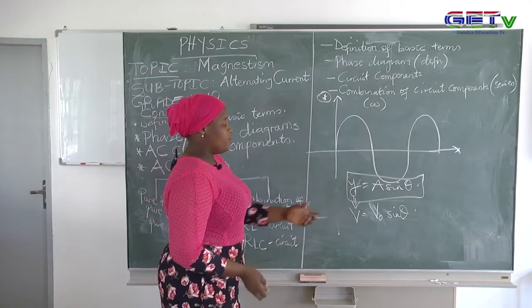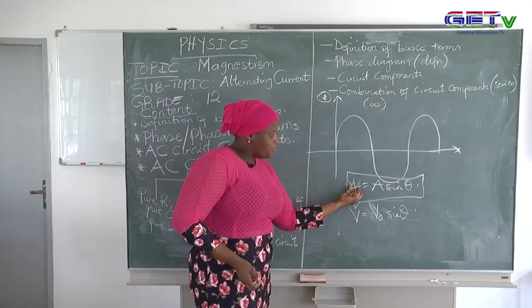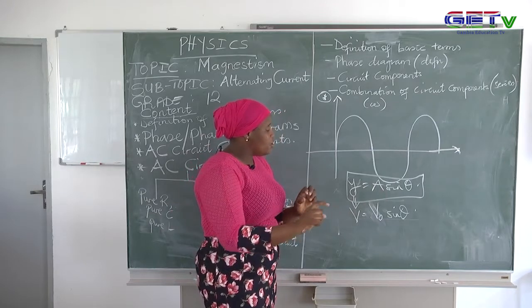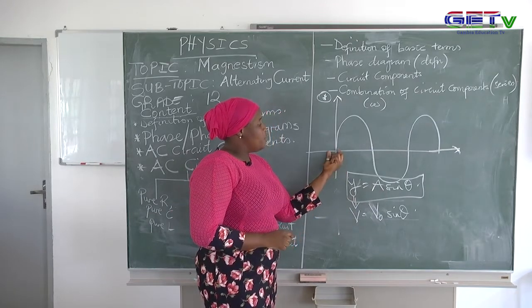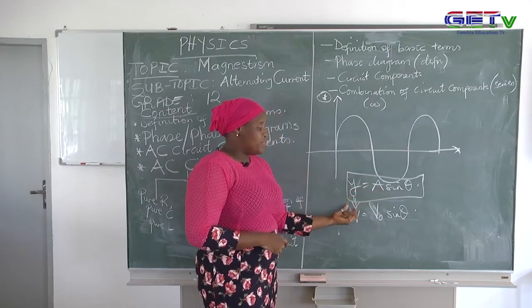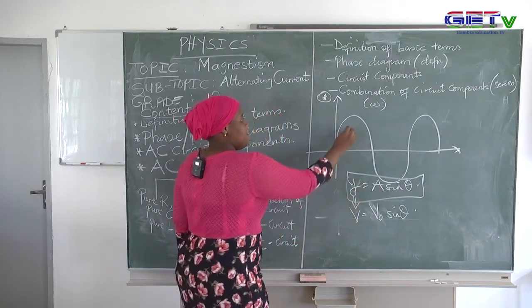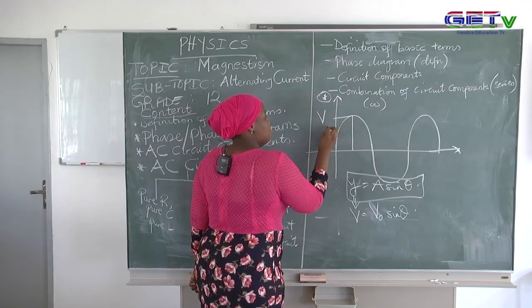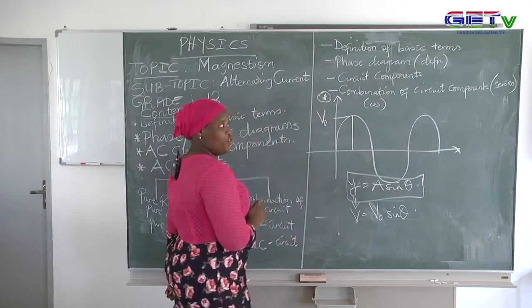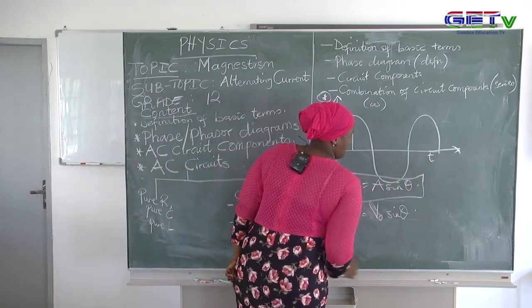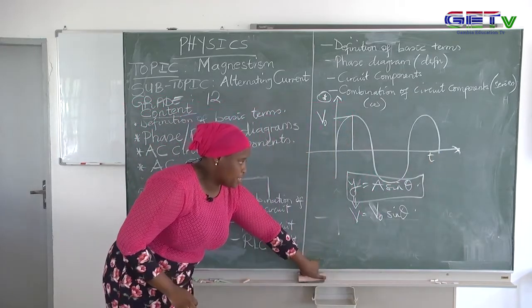If you recall from your study of simple harmonic motion, you will notice that the A here refers to the maximum displacement from the point of equilibrium, or just the peak amplitude. The same thing applies. When we talk about the amplitude here, we are referring to the peak or maximum voltage. That's it. And this will be time t. I think that part is understood.